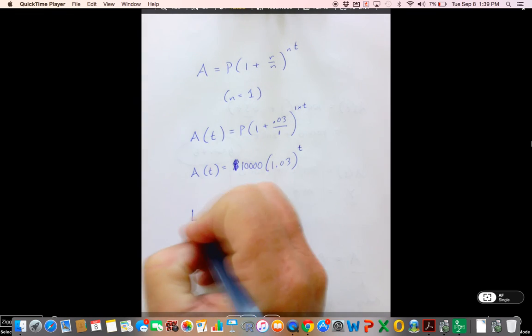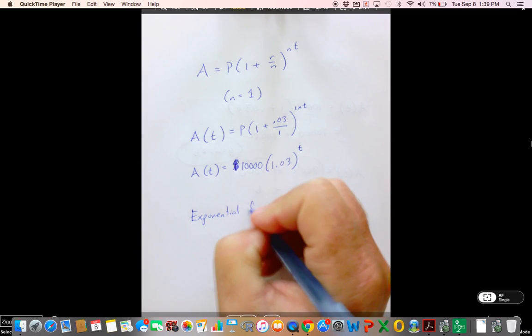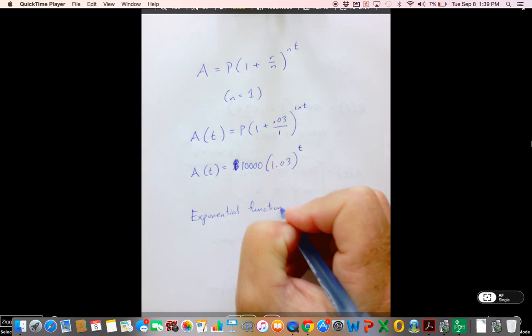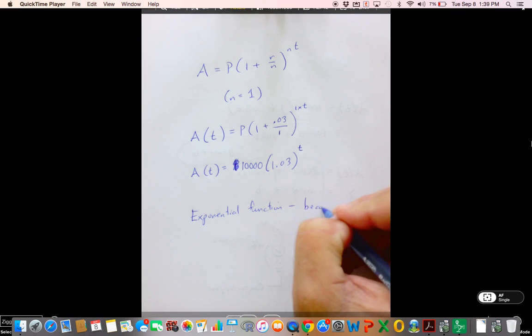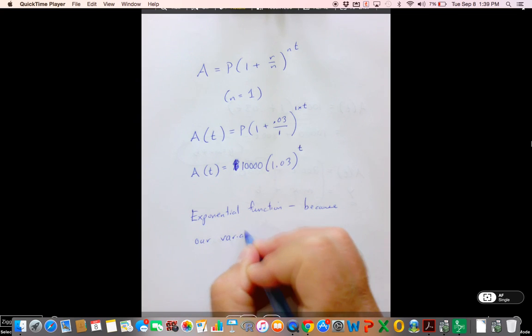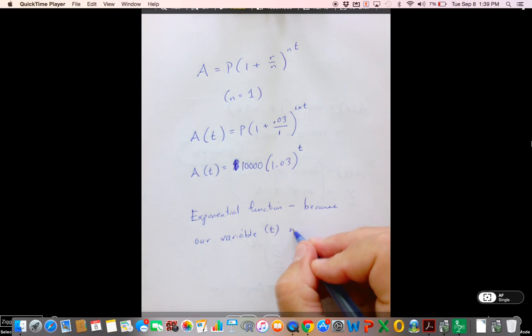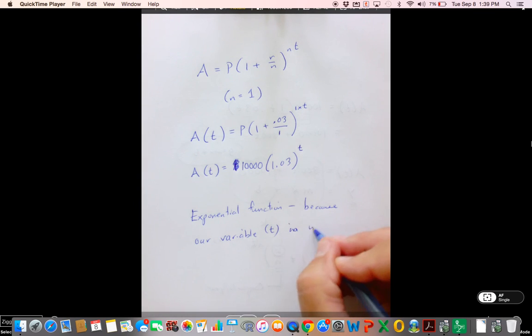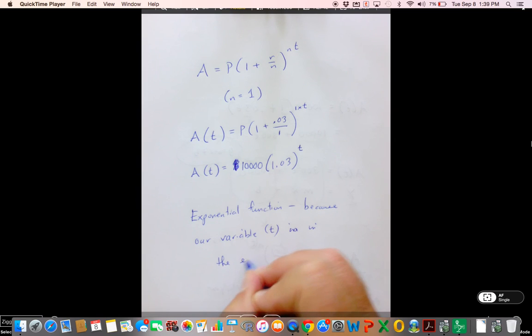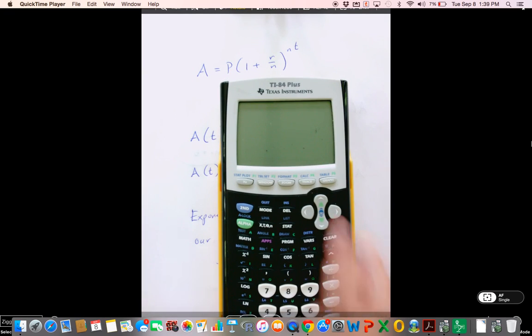Well, guys, this is called an exponential function because our variable t is in the exponent. Now, these things in your calculator are treated just a little differently. Actually, they're treated a lot differently.